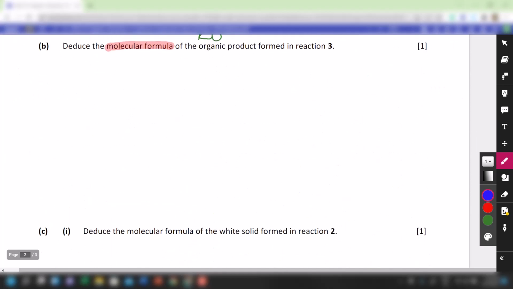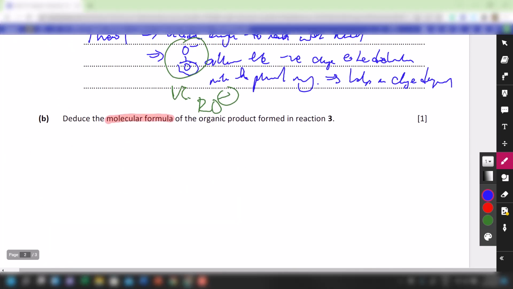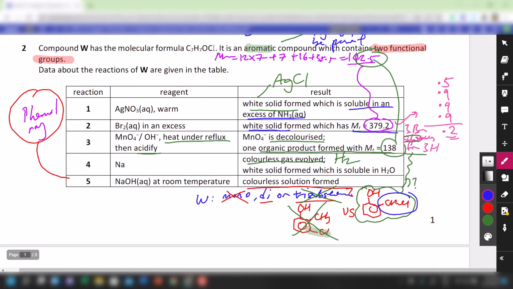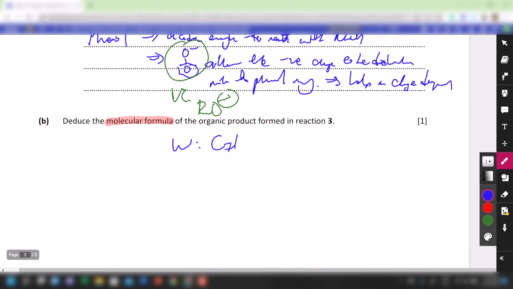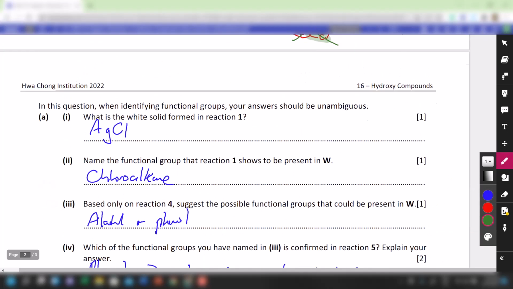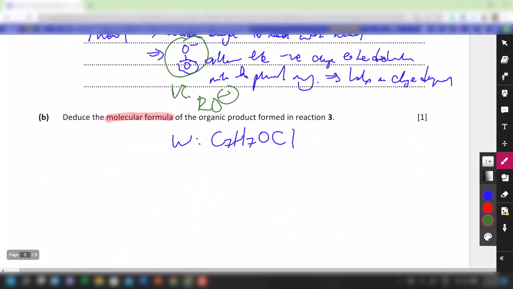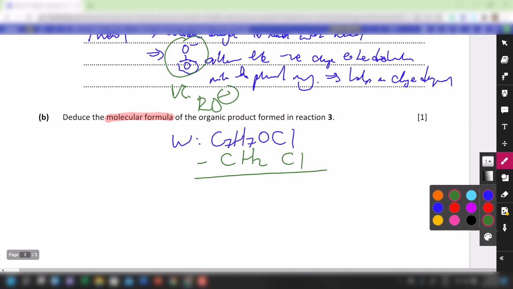Okay, now first of all, we need to understand what our molecular formula of W is. Okay, so for the molecular formula of W, we need to go to the front. It's C7H7OCl. Yeah, and earlier on, remember we have concluded that the side chain must be CH2Cl, right? Okay, so therefore, when side chain oxidation occurs, I should subtract off CH2Cl. Okay, I don't mean that the whole group is gone. I just think it's easier for us to just subtract it off first, and then add something later on.